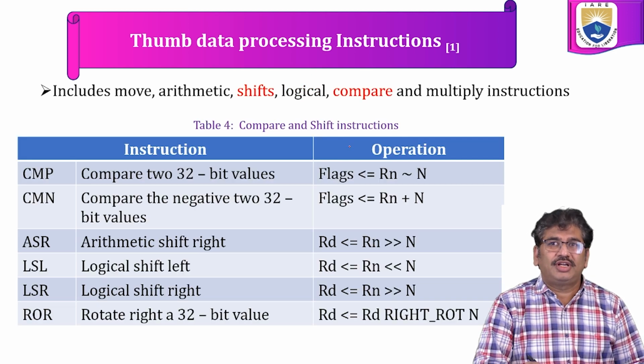The next category instructions are compare and shift operations. Table 4 lists the various compare and shift instructions supported by Thumb mode.